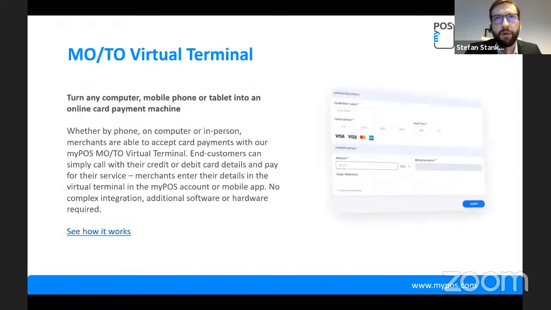And the Moto is as simple as that. You put in the card details of your customer, just the PAN of the card, the expiration date, the CVC, and the amount for the payment, and the reference. You always need a reference when you're taking such payment, so it can be related to a specific booking afterwards.